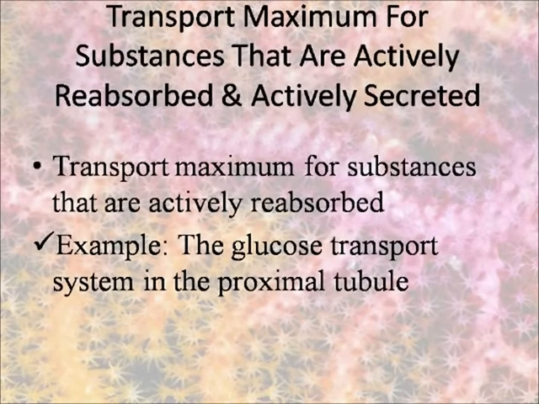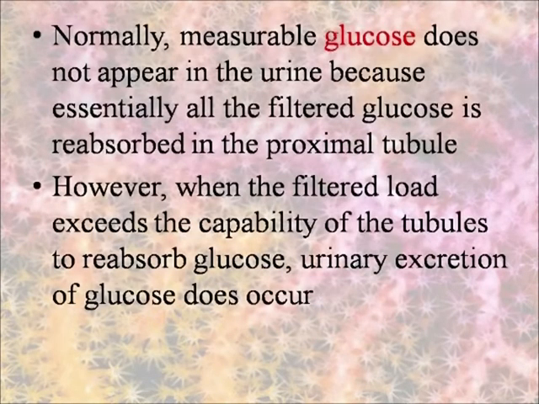Transport maximum for substances that are actively reabsorbed and actively secreted. An example is the glucose transport system in the proximal tubule. Normally, measurable glucose does not appear in the urine because essentially all the filtered glucose is reabsorbed in the proximal tubule. However, when the filtered load exceeds the capability of the tubules to reabsorb glucose, urinary excretion of glucose does occur.